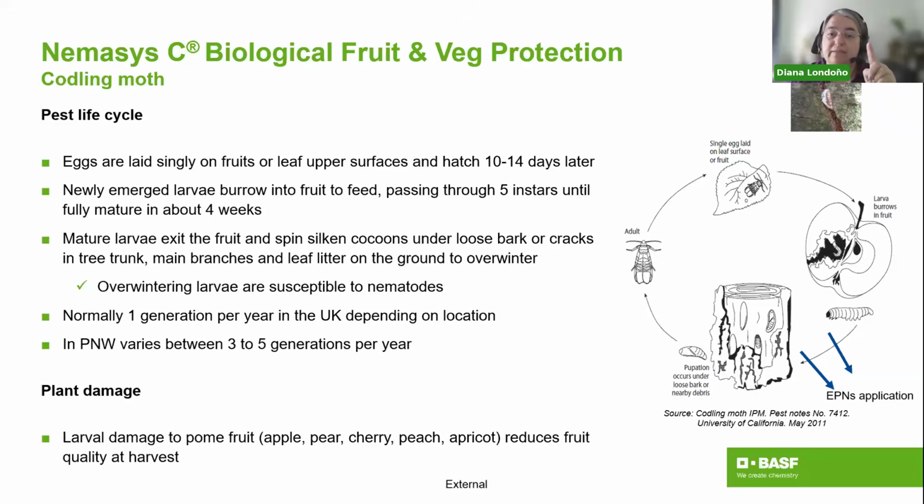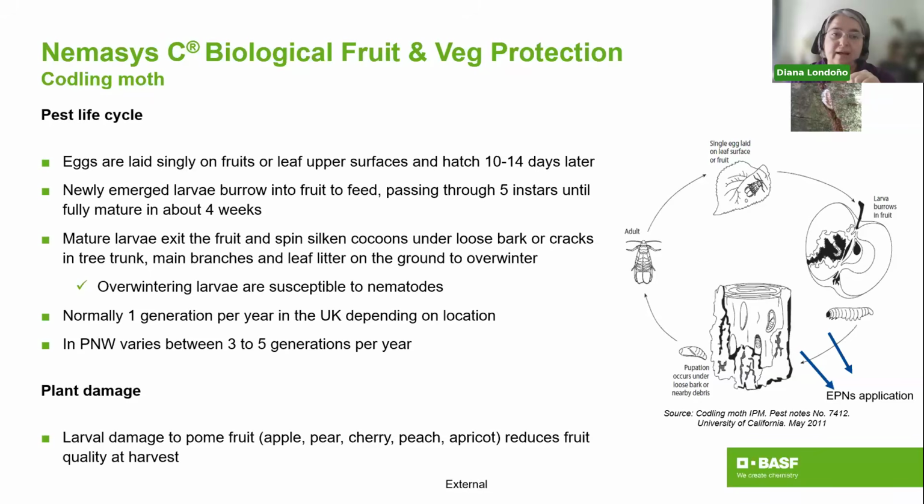When they leave the first instar, they go and attack the fruit. Definitely, you're not going to apply the nematodes at this instar, because the insect is already inside the fruit. The nematodes are not going to survive the dry conditions of the fruit, and they are not going to penetrate the fruit to attack the insect. And when the insect is inside the fruit, definitely the fruit is already wasted.